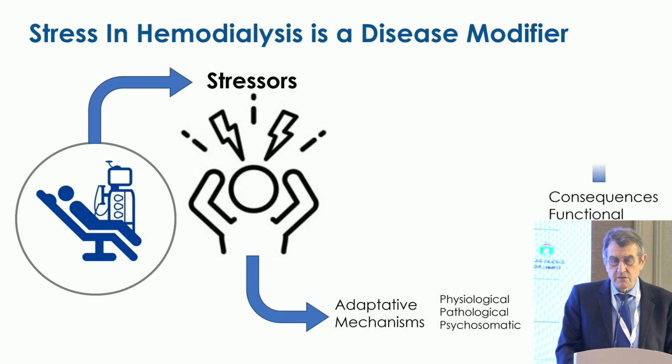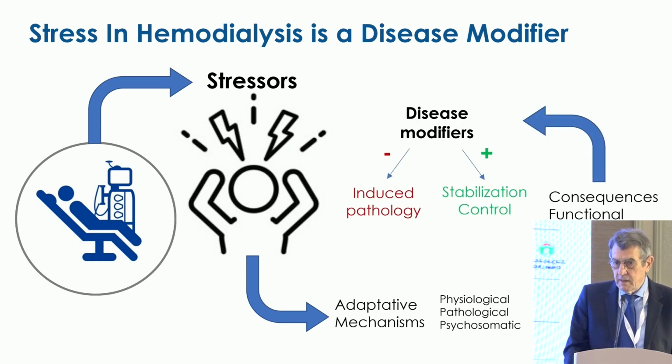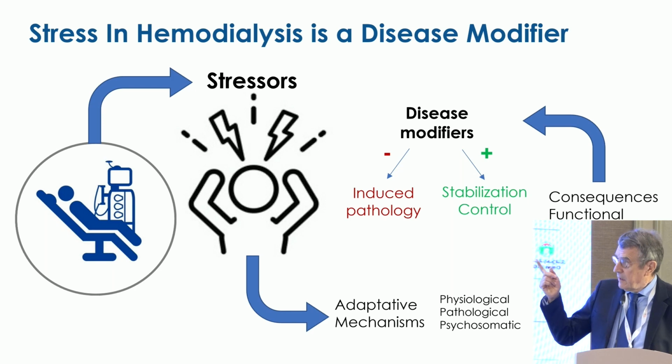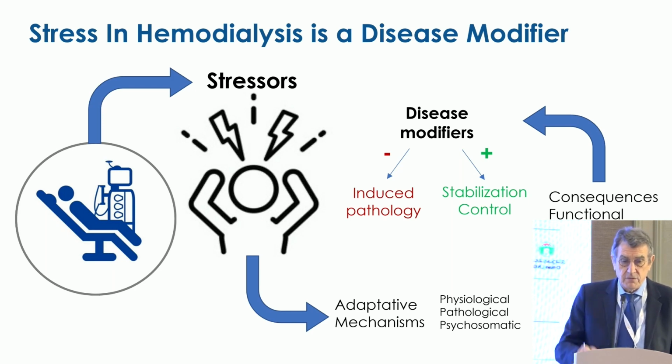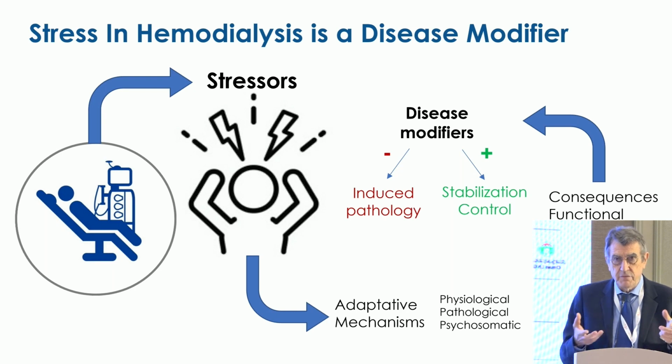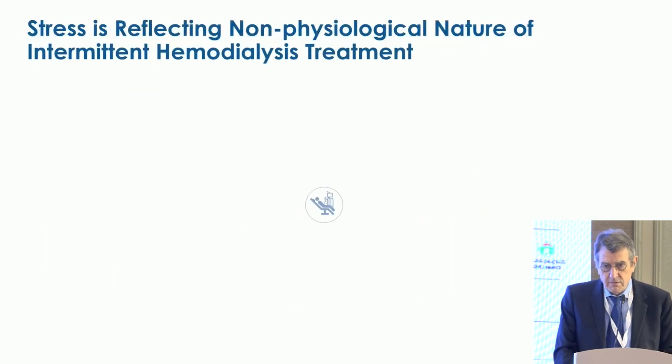This is just a cartoon summarizing the topics. As you can see, dialysis creates a lot of stressors, and the stressors, depending on the reaction of the patient, have some adaptive mechanisms and functional consequences. This is what we call disease modifiers. It could be positive on one side if you have a stabilization of the hemodynamics, or negative if you induce systemic ischemia. So depending on the reaction, you can have this type of stress.